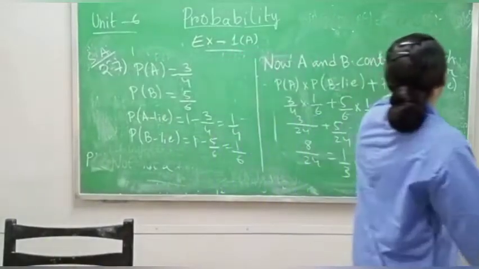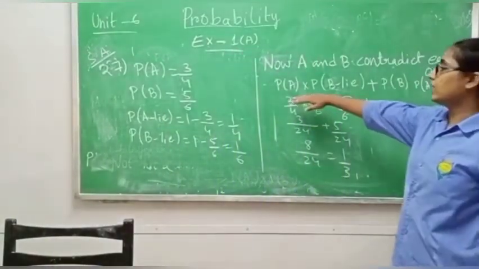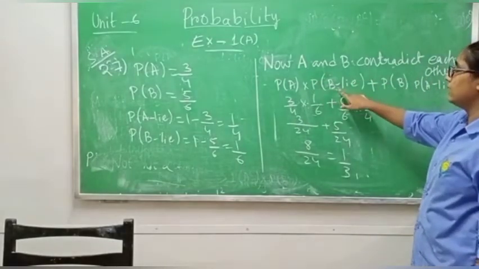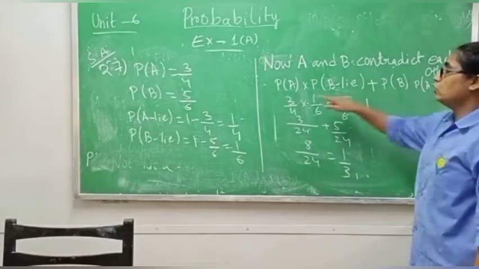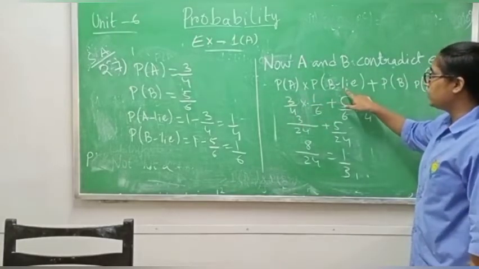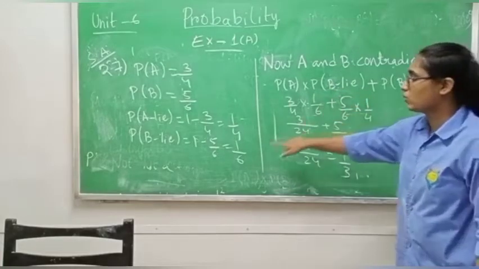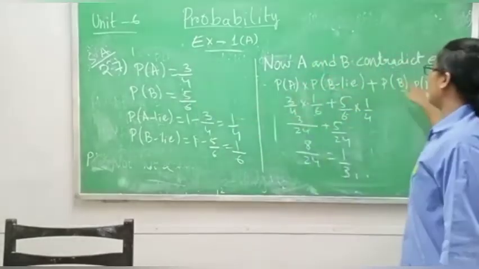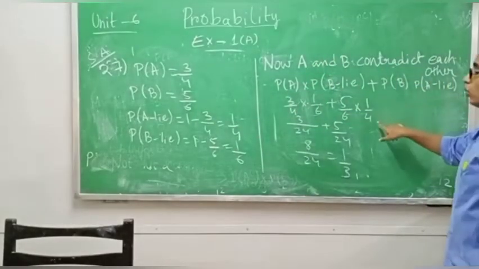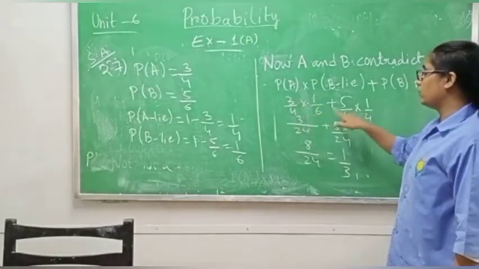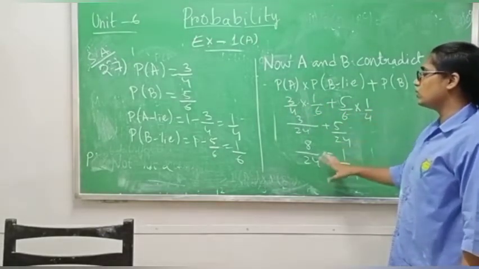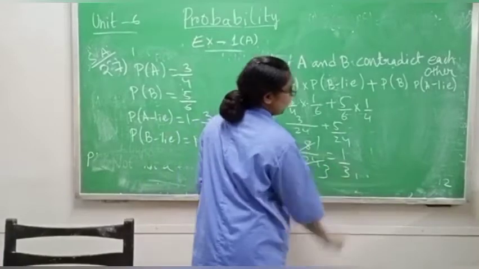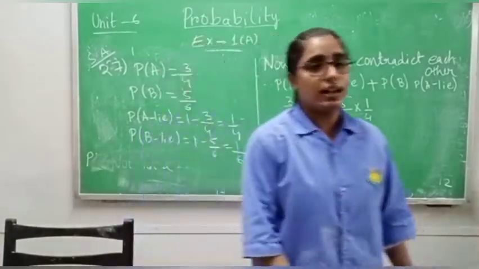Now A and B contradict each other. It means that when A is telling the truth, B is lying. When B is telling the truth, A is lying. That is why I have written PA into PB lie plus PB into PA lie. So PA is 3 by 4, probability of B lying is 1 by 6, plus probability of B telling the truth is 5 by 6 and probability of A lying is 1 by 4. Then 3 ones are 3, 4 6s are 24, 5 ones are 5, 6 4s are 24. You will get 8 by 24. When you cancel, 8 ones are 8, 8 3s are 24. You will get 1 by 3 as your answer.